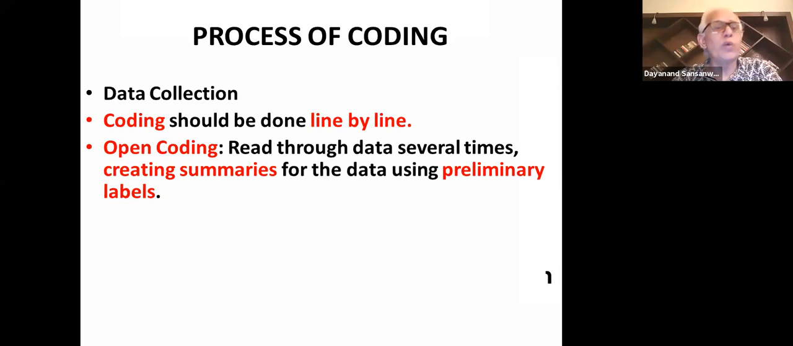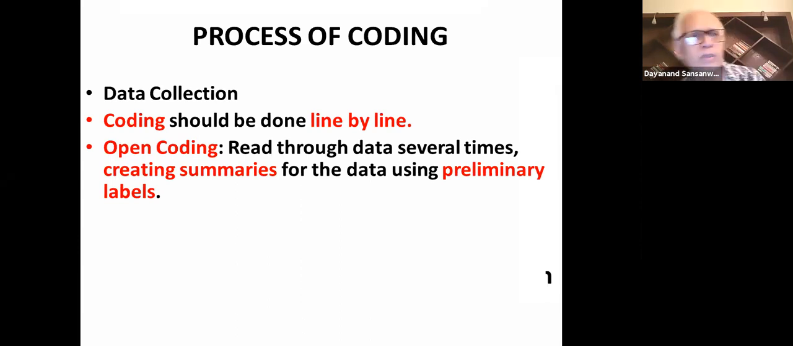It can be open coding. I have told you coding is line by line, it has to be open coding. That means read through data several times. Sometimes when you are reading it, you do not focus on each and every word. It is possible that when you first read it, your focus doesn't go on a very important word. But you read it again, then quite possibly you may focus on that word which you did not in the first one.